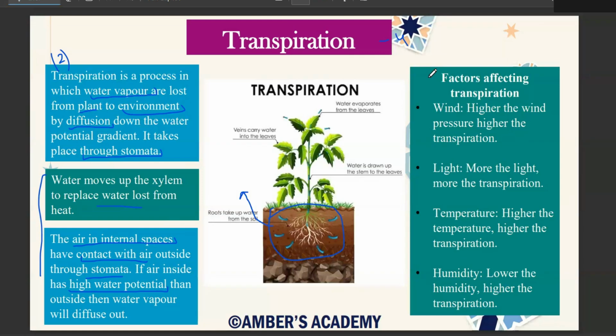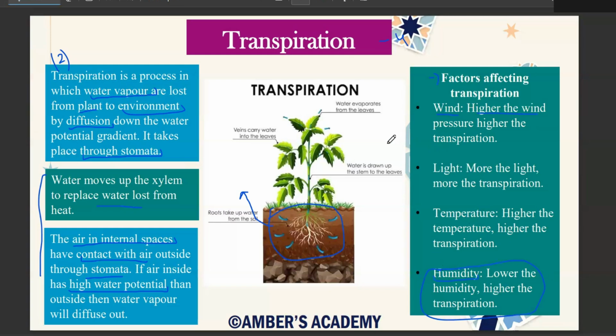Then they also ask you to state the factors which affect transpiration. So these are the factors that we already study in O levels. We'll just briefly discuss them. Okay, wind, then light, sunlight, temperature, and humidity. For wind, you need to mention that the higher the wind pressure, the higher the transpiration. For light, this is a very obvious fact. Whenever light and temperature are higher, transpiration will also be higher. Then for humidity, you need to mention that the lower the humidity, the higher the transpiration. So this is the only factor which is inversely proportional. The rest, wind, light, and temperature, are directly proportional.